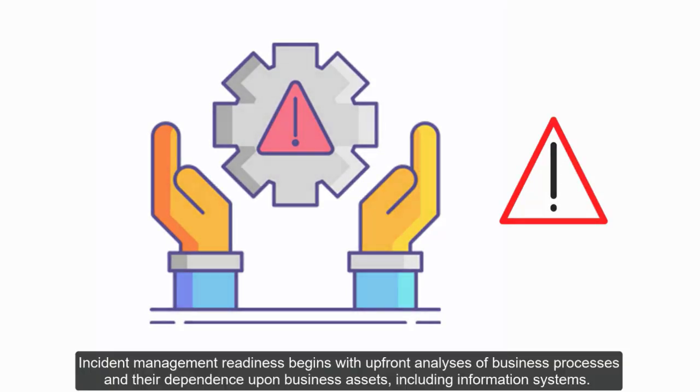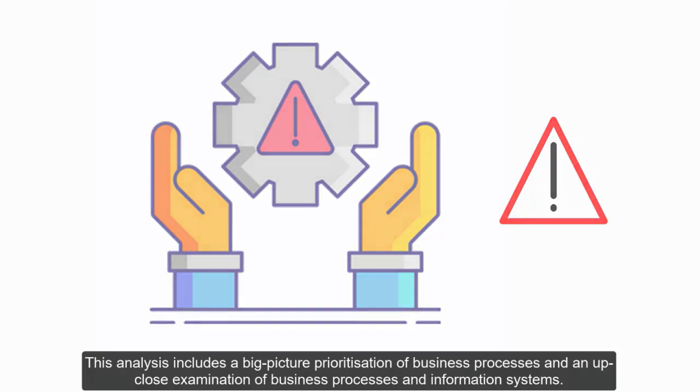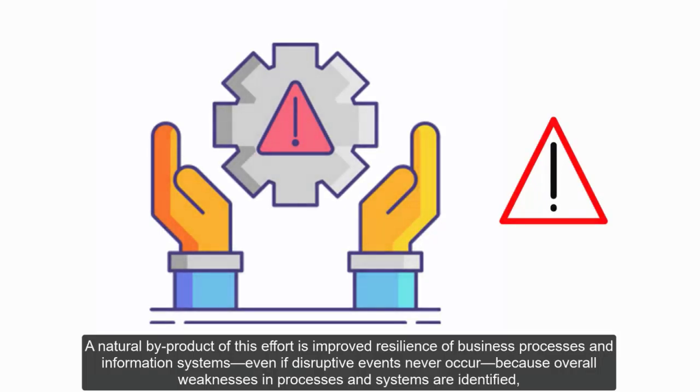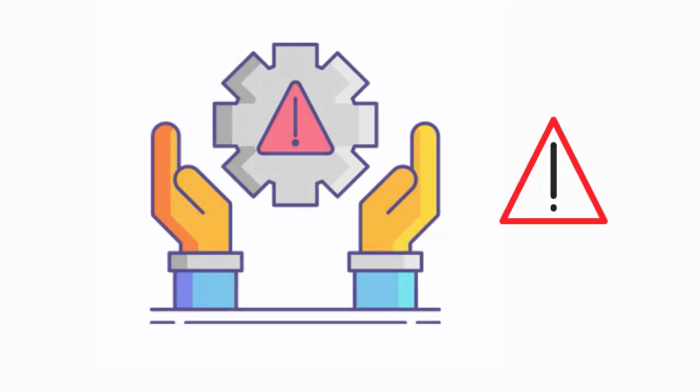Incident management readiness begins with upfront analyses of business processes and their dependence upon business assets, including information systems. This analysis includes a big-picture prioritization of business processes and an up-close examination of business processes and information systems. This is followed by developing contingency, response, and restoration plans. A natural byproduct of this effort is improved resilience of business processes and information systems even if disruptive events never occur, because overall weaknesses in processes and systems are identified, leading to steps to make tactical improvements.